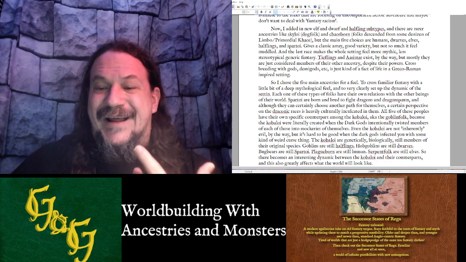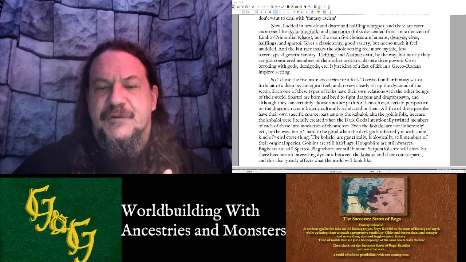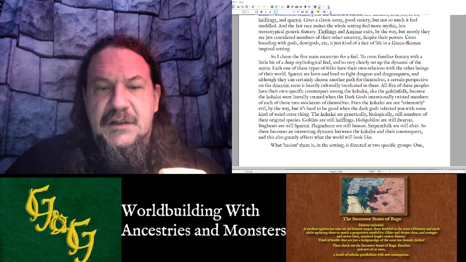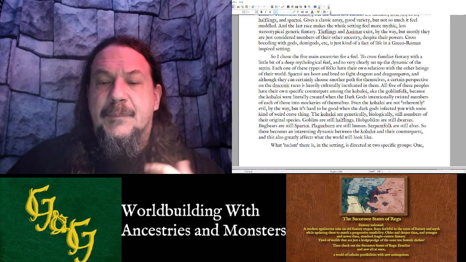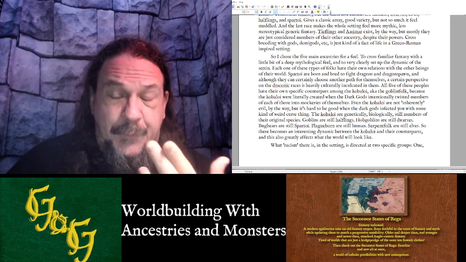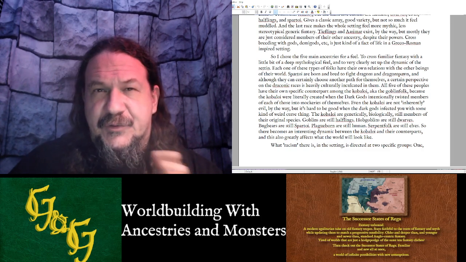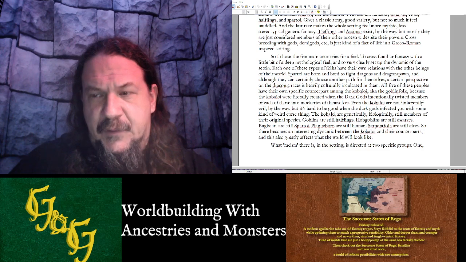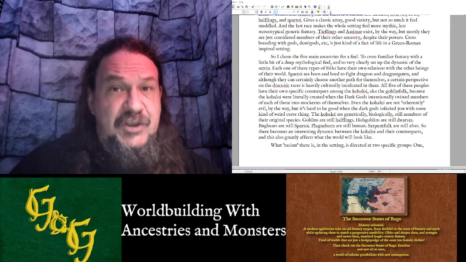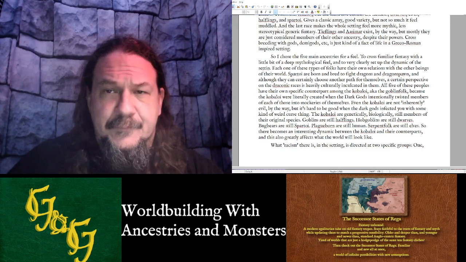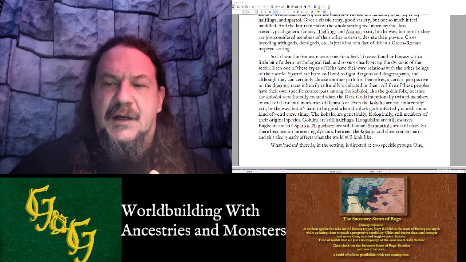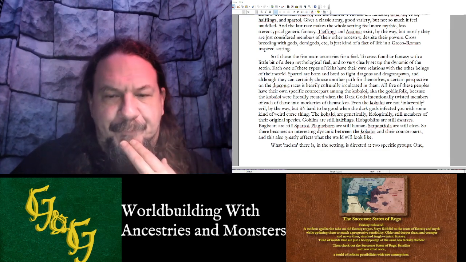The koboloi are genetically, biologically still members of their original species. Goblins are still halflings, hobgoblins are still dwarves, bugbears are still Spartoi, plagueborn are still human. Serpent folk are still elves, and that's an interesting one because they're my setting's equivalent to drow. They're the elves that fell to the dark by choice, by being corrupted by the dark gods, and they're a very different approach to the dark elf trope.